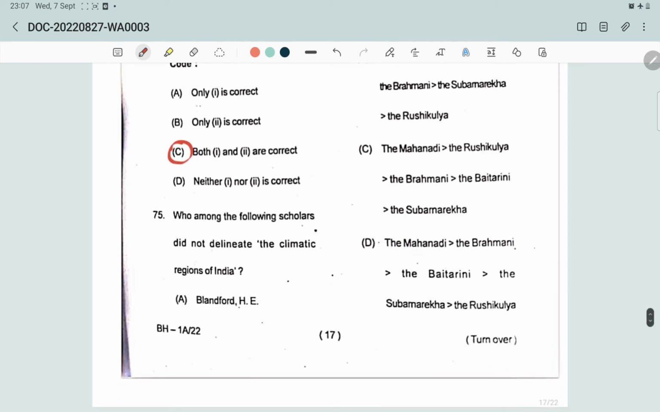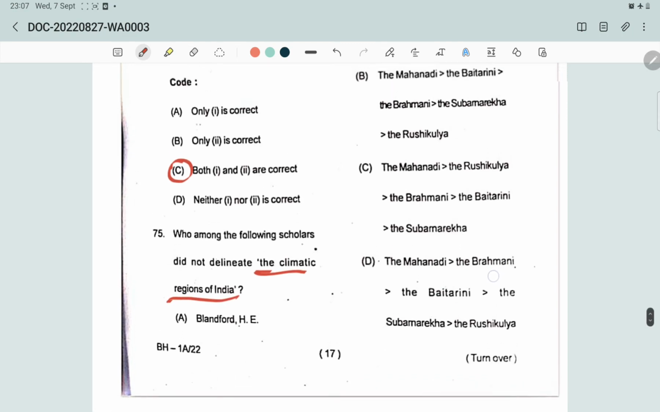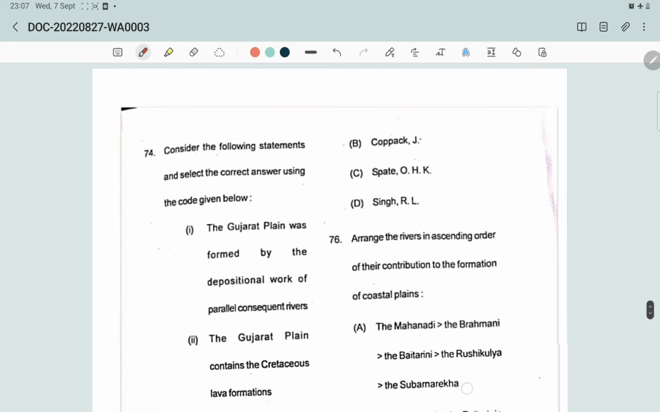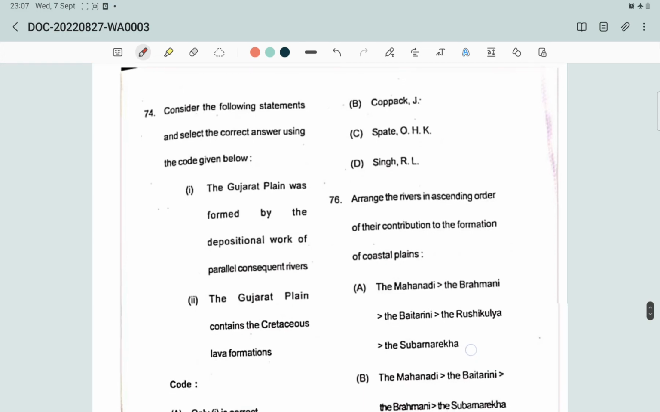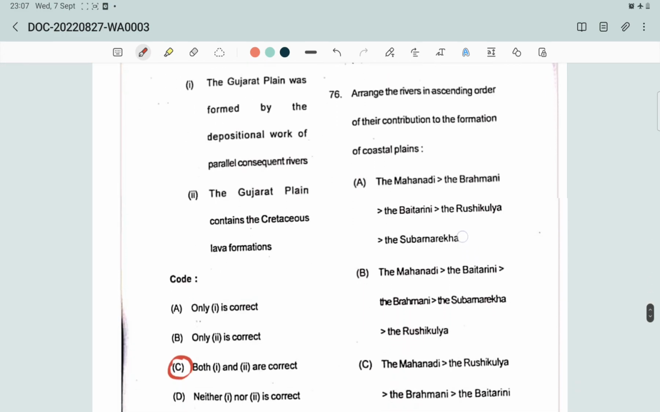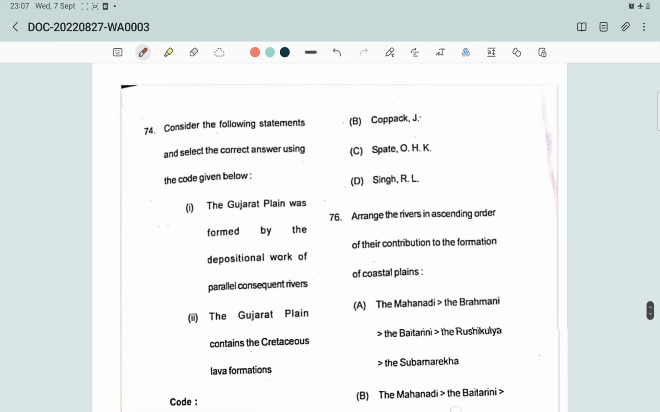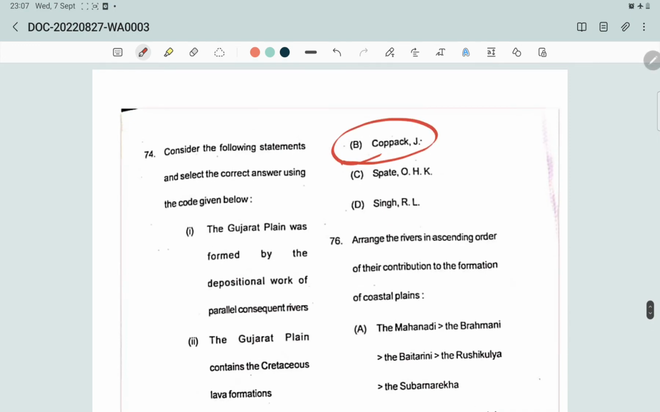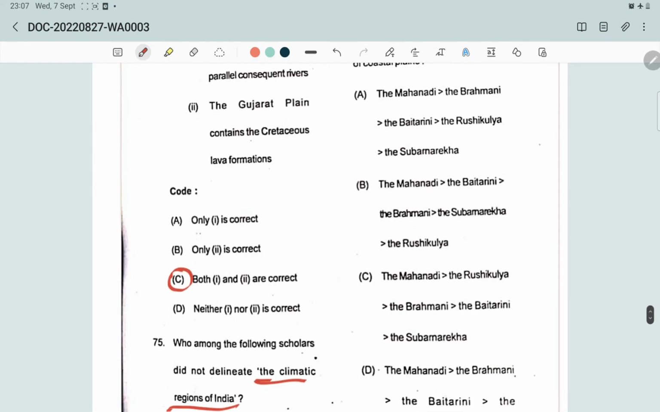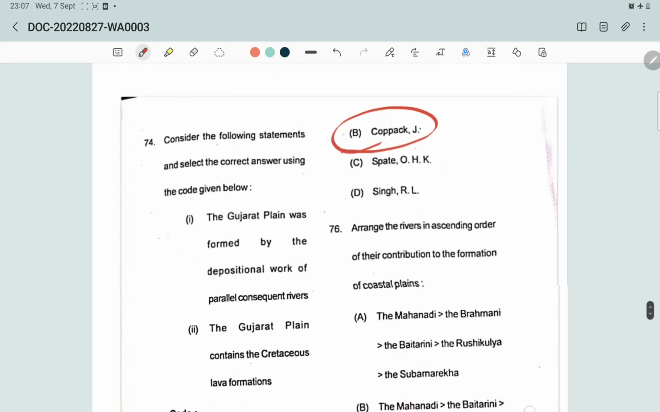Who among the following scholars did not delineate the climatic regions of India? The options are Blandford H.F., Koppen W., Stamp L.D., Singh R.L. And the right answer would be Koppen. Koppen did not delineate the climatic regions in India.